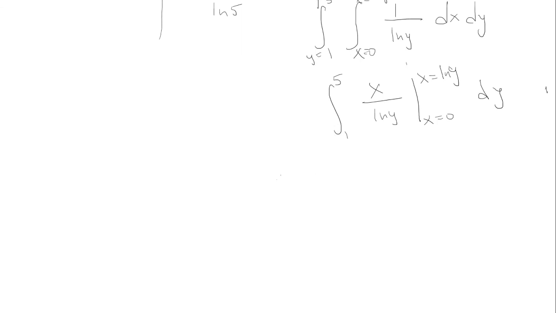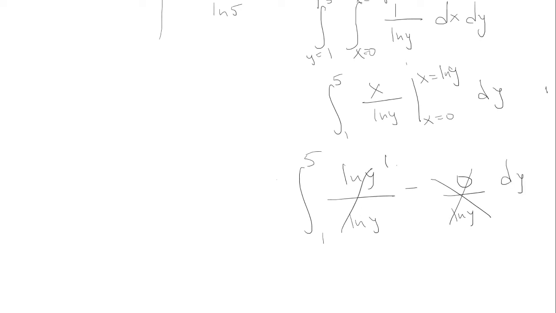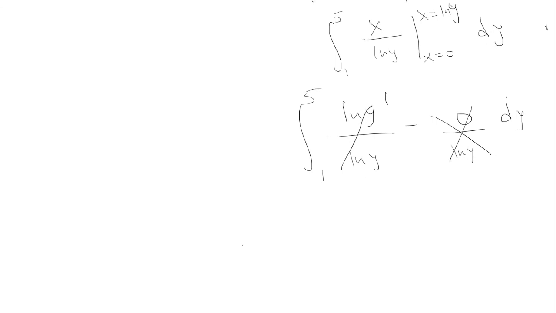Now let's see. I'm going to plug in x equals ln of y first. So I have ln of y over ln of y minus, I'm going to plug in 0 afterwards. But that's just 0, so I don't need this. Ln of y over ln of y is just 1. So what I'm really doing now is integrating 1 over the region 1 to 5.